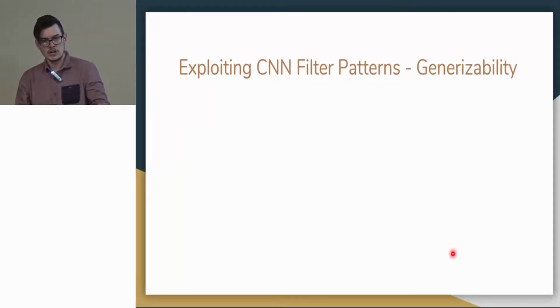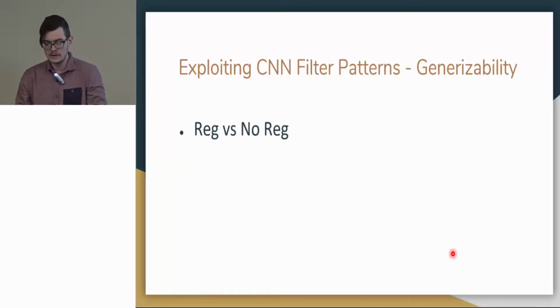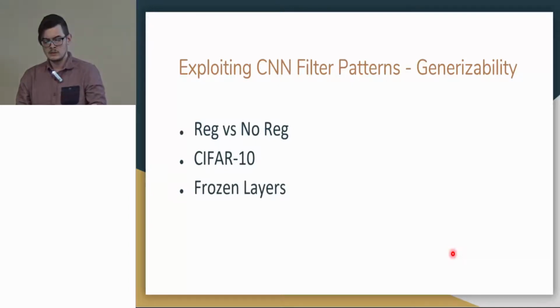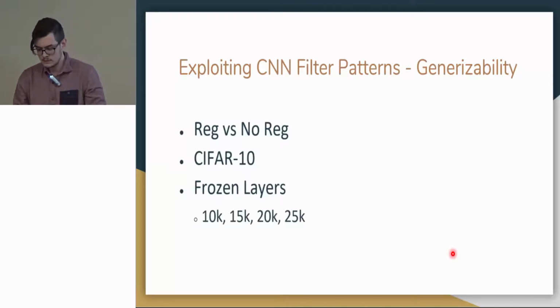So they then tried different experiments. First thing they did was they tested for feature generalization by training one network using regularization and one network without. They did this on the CIFAR10 data set, and what they did was they trained the network and froze it at multiple epochs and let the training and testing continue. So they did this for 10,000, 15,000, 20,000, and 25,000 epochs.